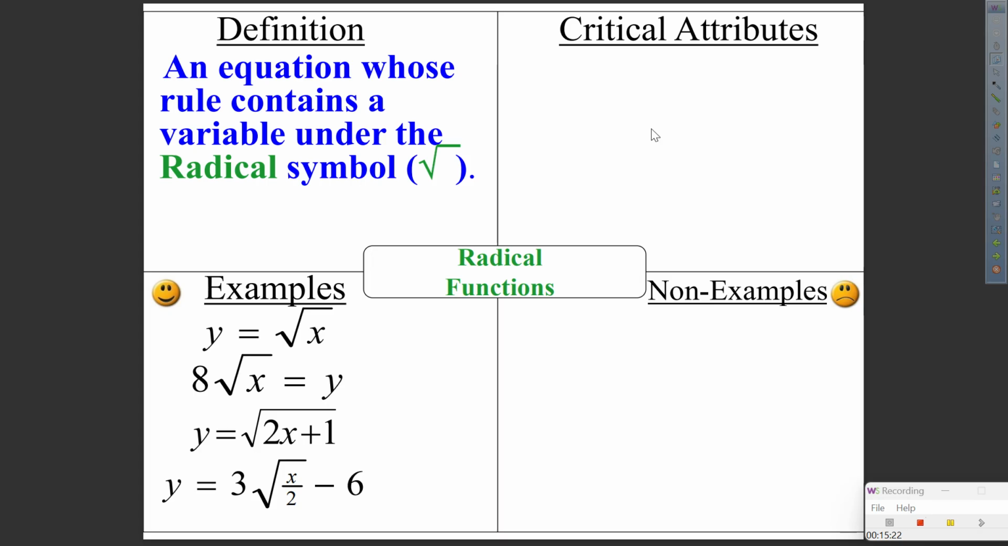Examples. Copy those, please. Y equals radical x. 8 times radical x equals y. Y equals square root of 2x plus 1. And y equals 3 square root of x over 2 minus 6.